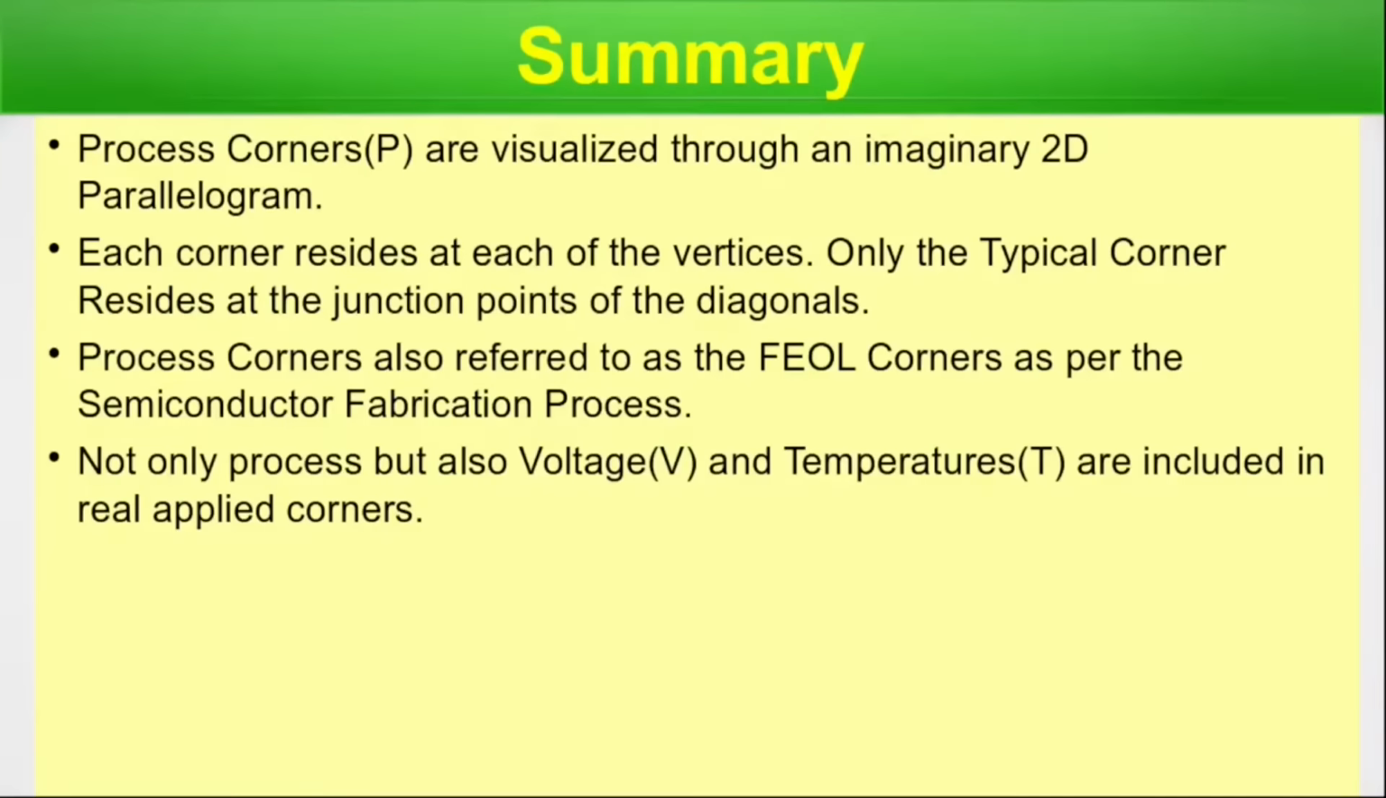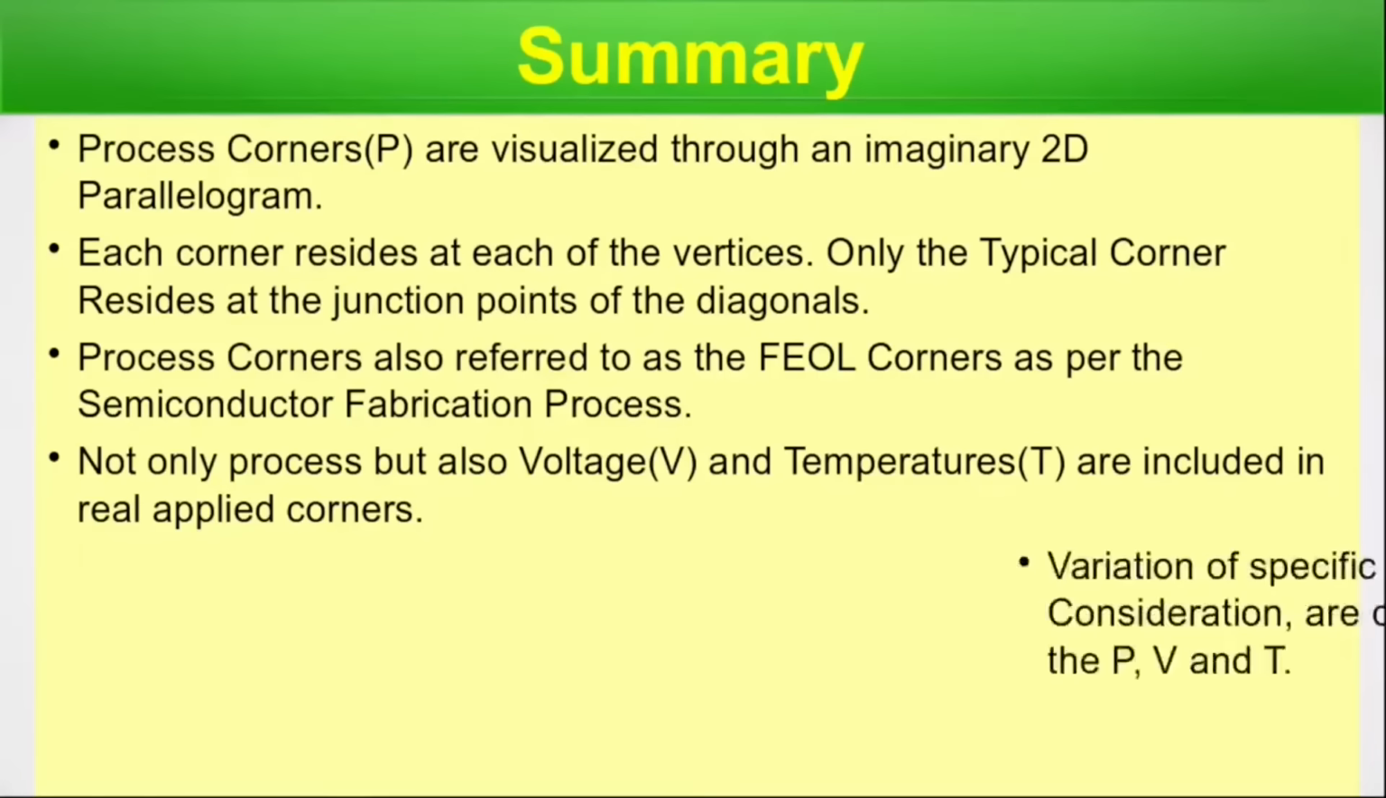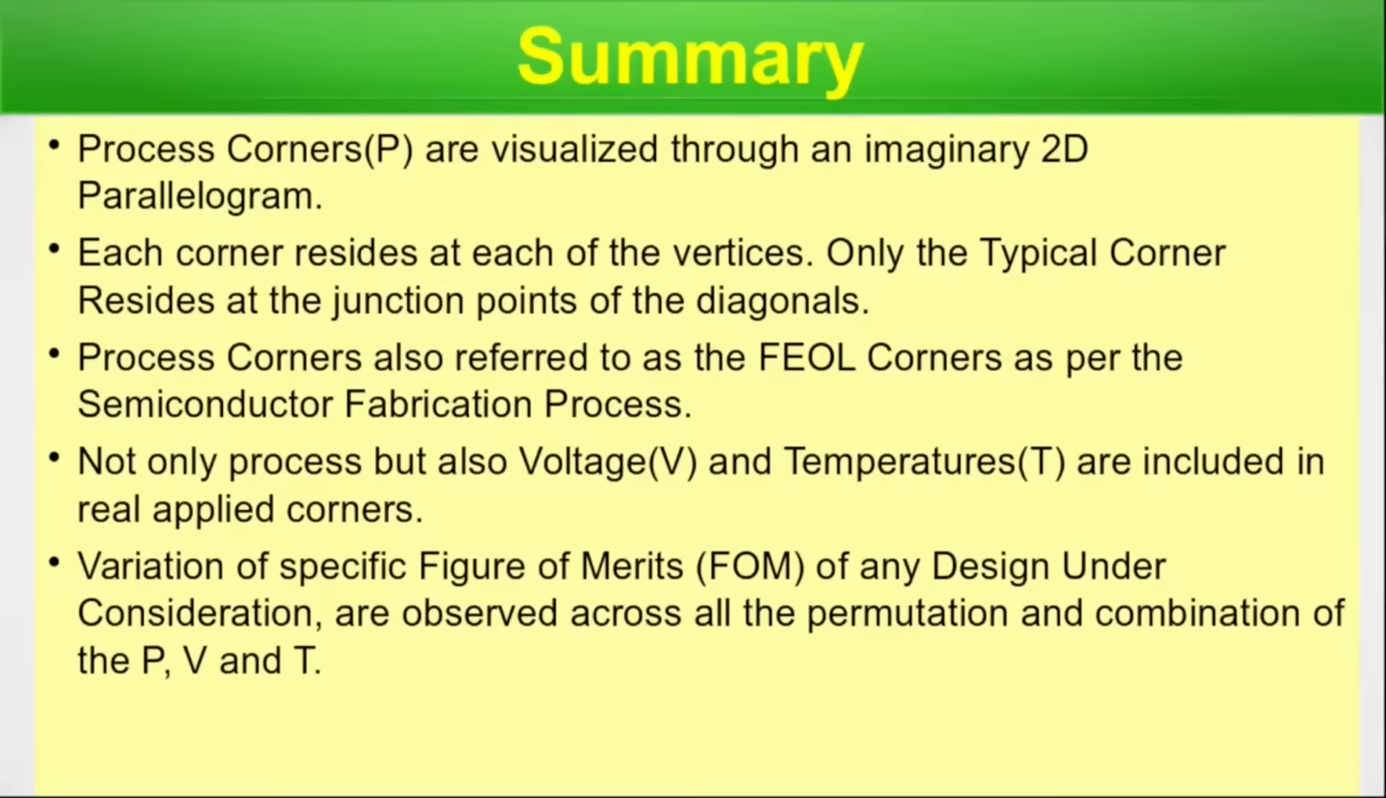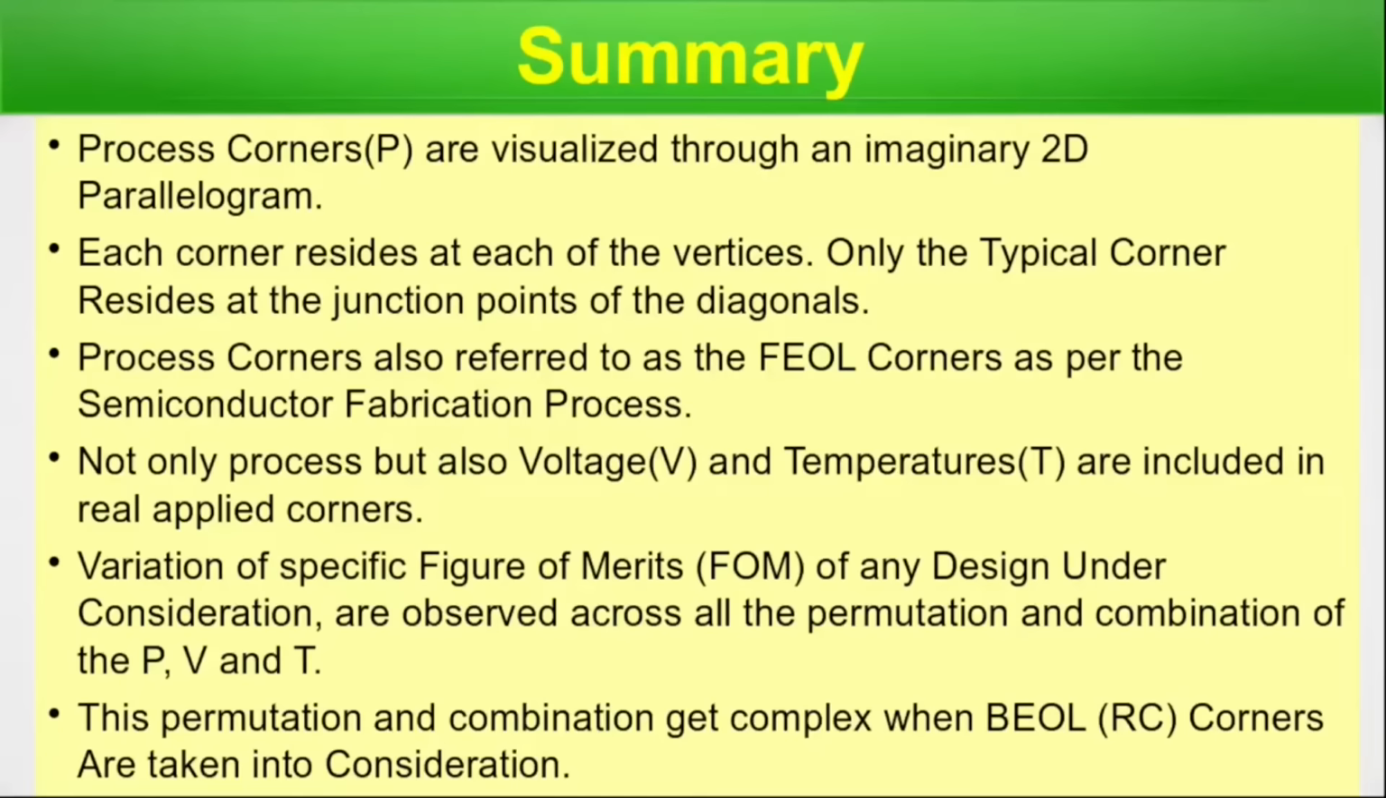Not only process but also voltage and temperature are included in the real applied corners. Variation of specific figure of merit of any design under consideration are observed across the permutation and combination of P, V and T. This permutation and combination can get complex with BEOL, that is RC corners, when they are taken into consideration. So that's all the summary, and we are done with this slide. So let's move on.